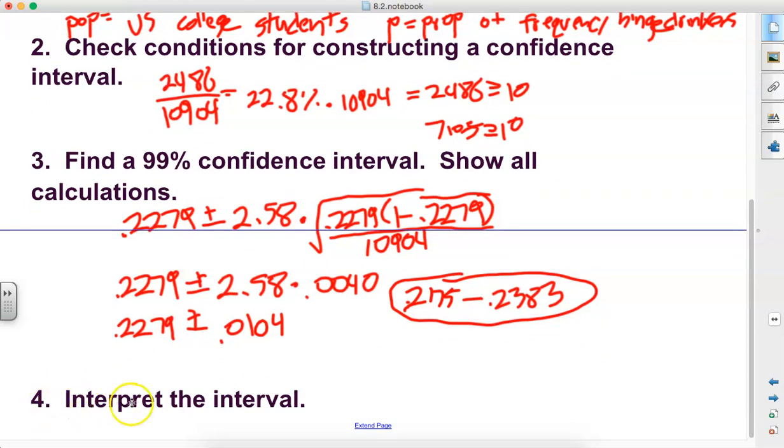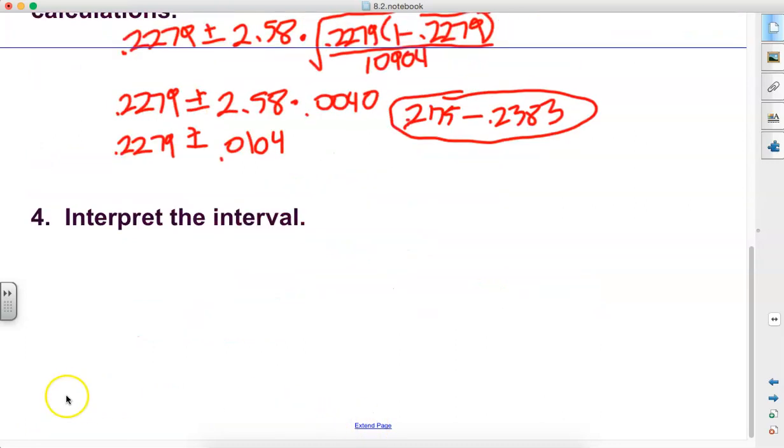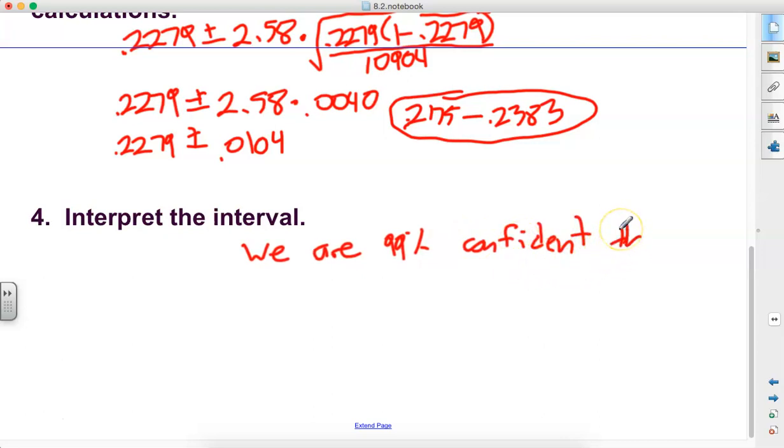So this is thinking back to what we did yesterday, right, when we interpret confidence intervals. So remember there was that phrase that we wrote down, right? So for this confidence interval, we would say that we are 99% confident that the interval. If you need to look back at the notes from yesterday, you can do that.